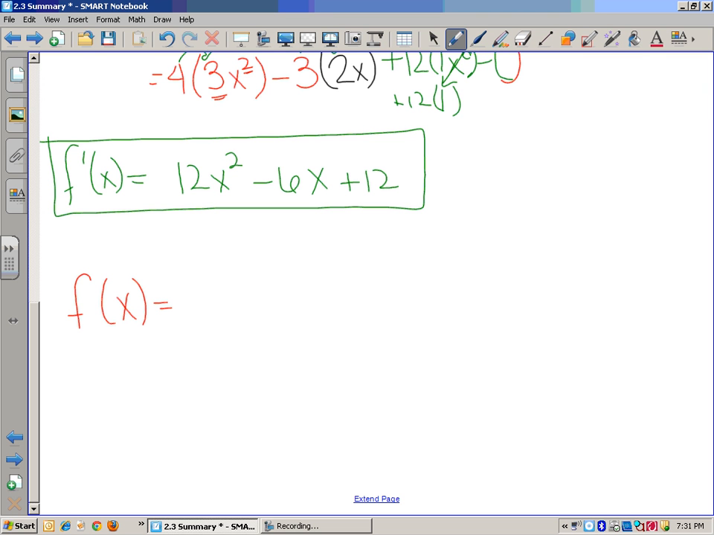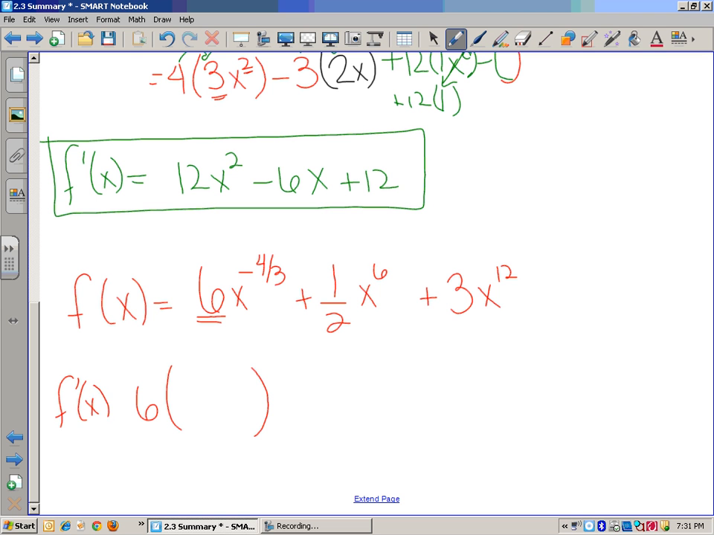Let's say you had 6x to the negative 4/3 plus 1/2 to x to the 6th. This is not written in any specific order. Plus 3 times x to the 12th. That's good enough. Okay, so it looks a little uglier, and again, it's the same thing. So this is a constant. Pull it down. Now let's take the derivative of f with respect to x. So now I just want to look at this little piece right here. I bring down the power. I take x still. And now I want to do negative 4/3 minus 3/3.